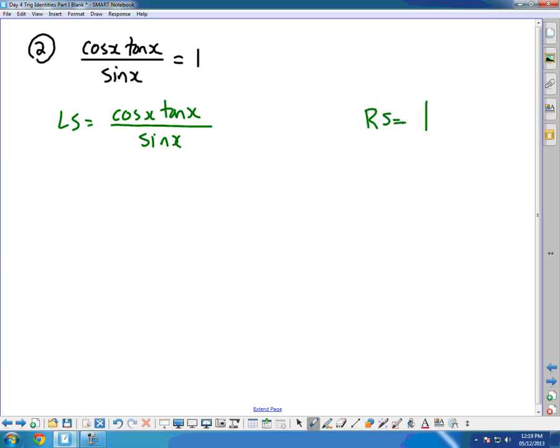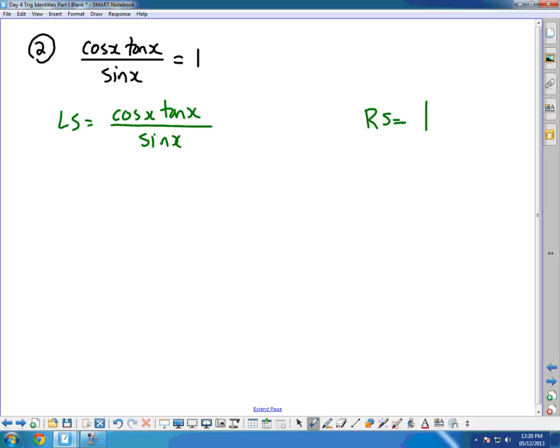All right, so again, I must separate it. So the left side is cos x tan x over sine x. And again, this time I used x, last time I used theta, same thing, doesn't matter. The right side is 1. So there's not a lot of manipulation I can do on 1, so I'm just going to leave that as is. I'm going to look at the left side.